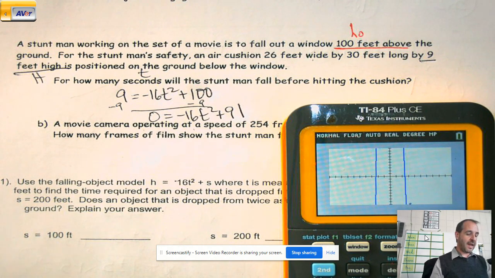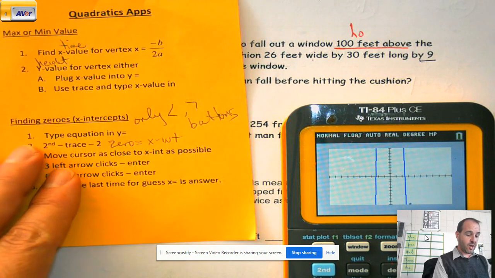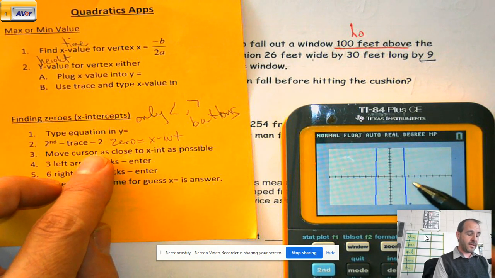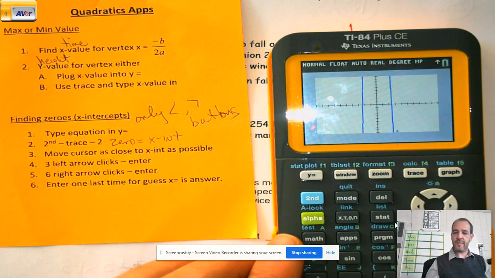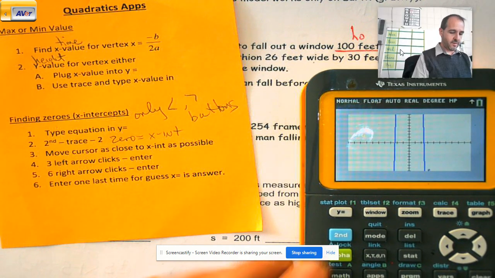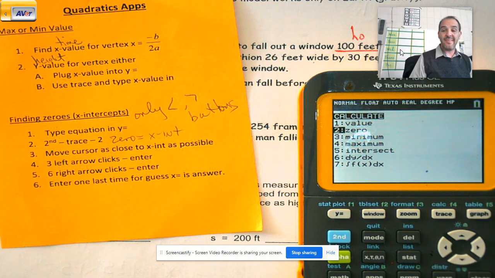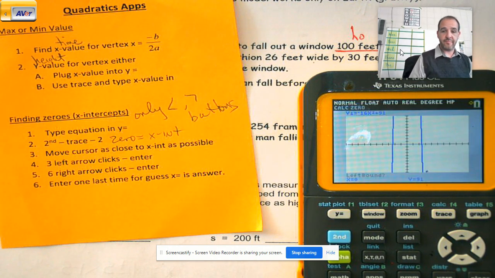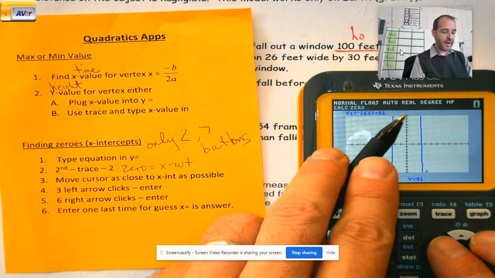So if I go back to my handy-dandy help sheet again, finding zeros, finding the x-intercept. We already have the equation in. Second trace, there we go. I'm always in the way. So much stuff going on here. We want to find the 0, which is the x-intercept. Now when our little cursor is not there, don't worry about it. And we're only using the left and right buttons. This says we're at x equals 0. So we're way up here now.